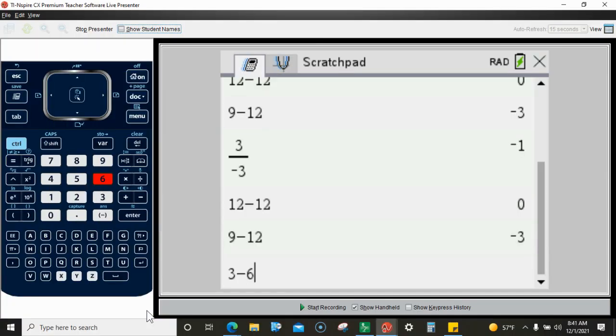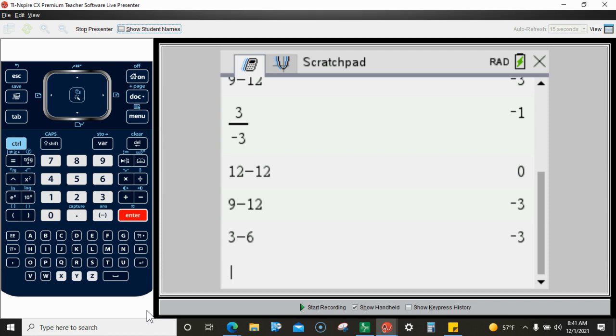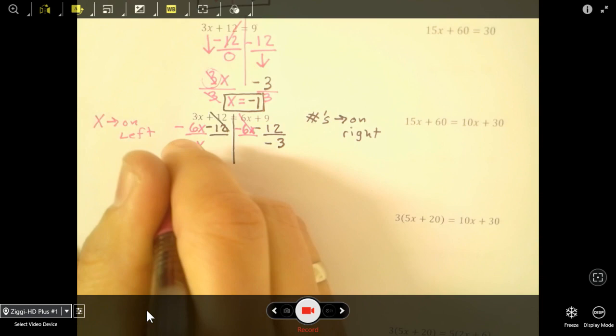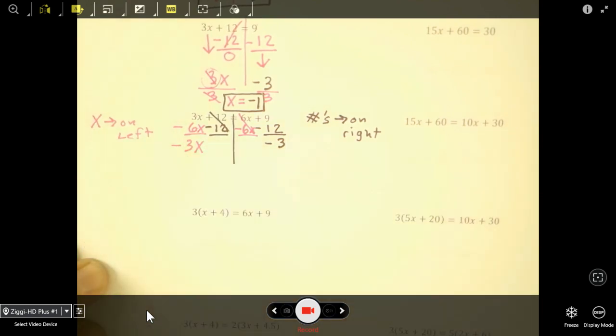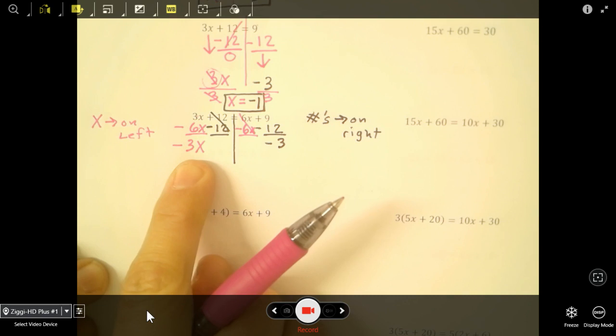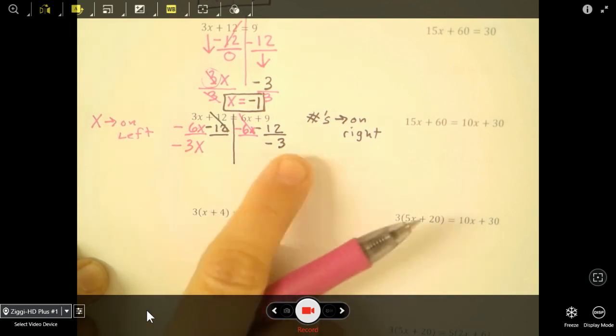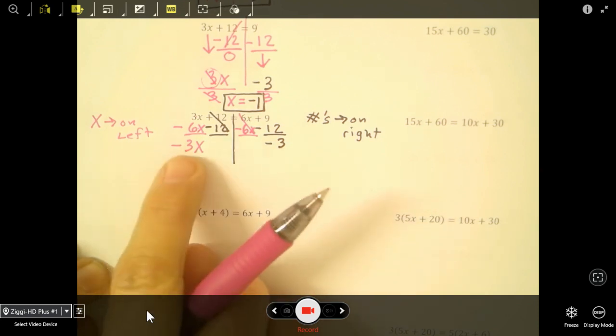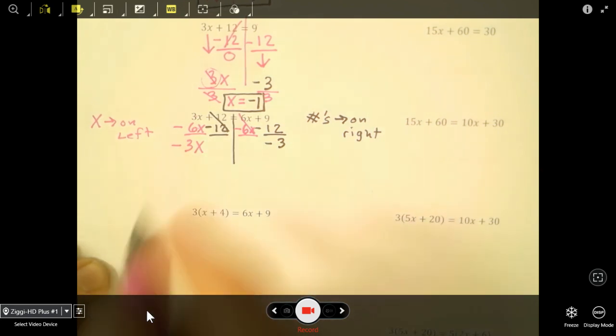3 minus 6. And that's going to give me negative 3. So I'm going to go back over here and I'm going to say, okay, so this is negative 3x. So right now what we have left is negative 3x on one side of the equation, and we have negative 3 on the other side. My last step is to go ahead and divide by this negative 3. I want to divide by my coefficient.